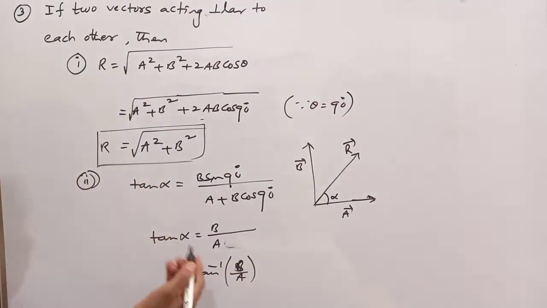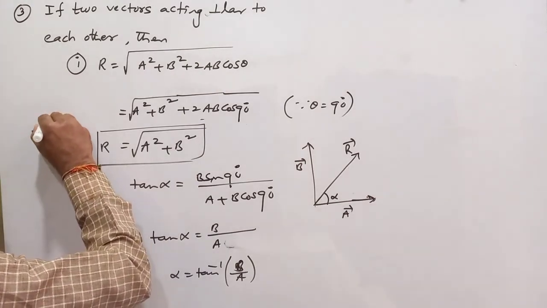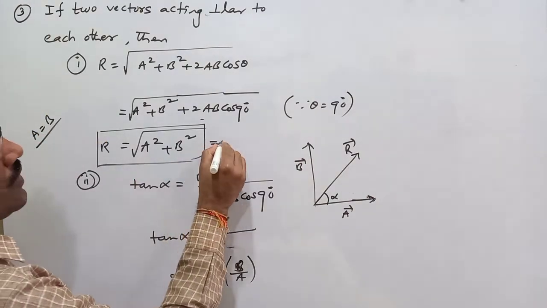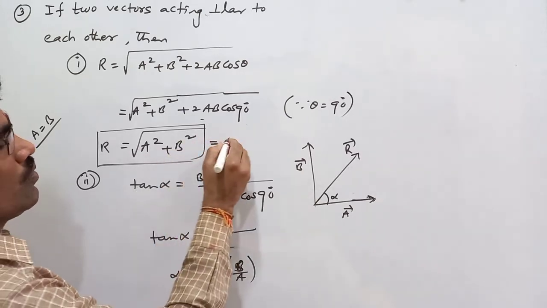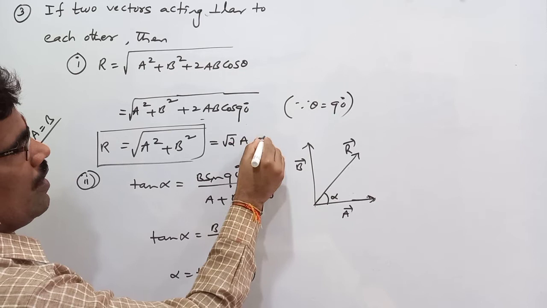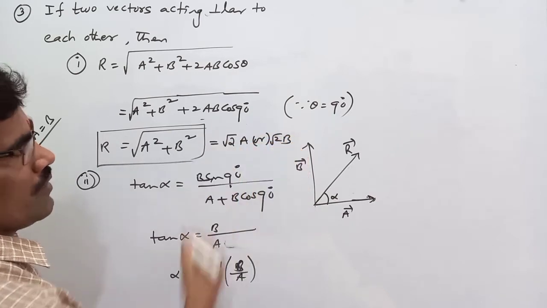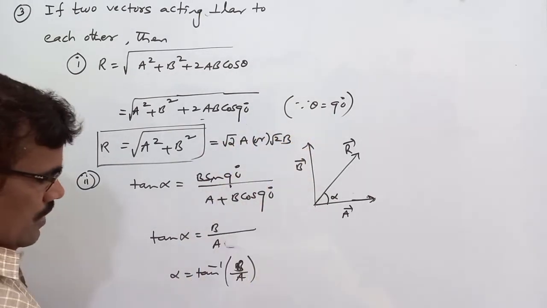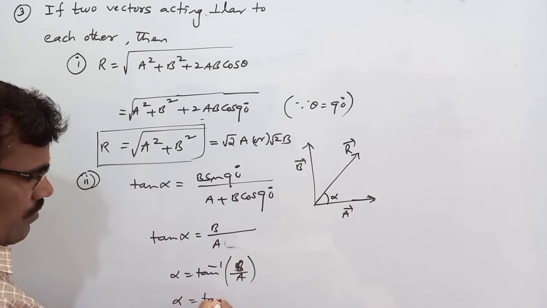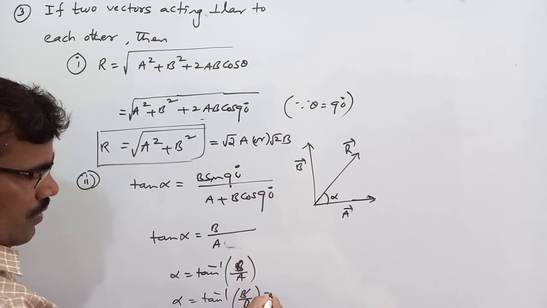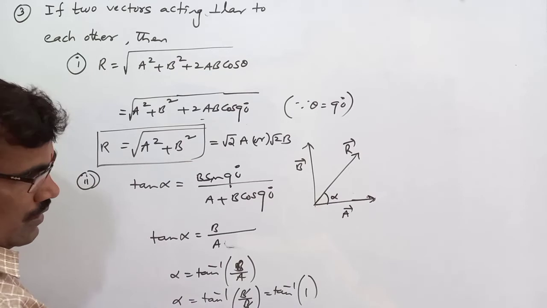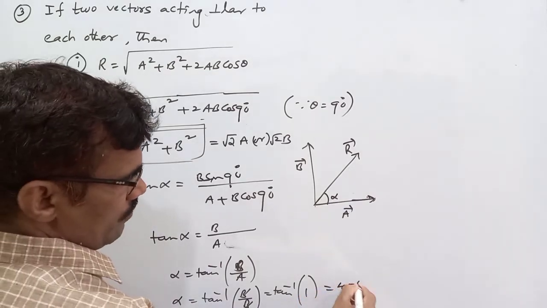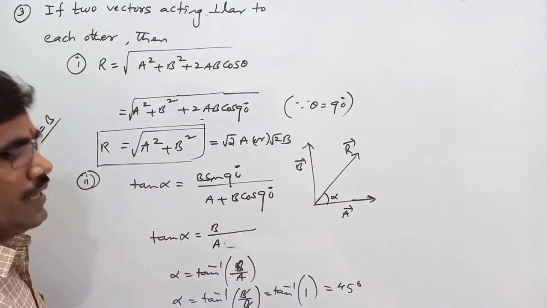Suppose a equal to b. Then your answer is root over a square plus a square, that is 2a square under root. That's why root 2a or root 2b, same meaning, sir. So a equal to b, therefore here alpha equal to tan inverse of b by b. b by b cancel, that is 1. Tan inverse of 1 is nothing but 45 degrees or pi by 4 radian.